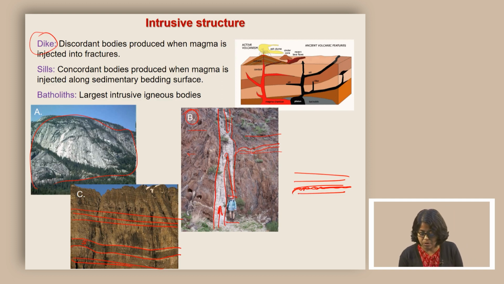One example of a batholith in the cartoon diagram will look something like this. It has a direction in the parallel sense of the strata, but it also cross cuts some of the pre-existing rocks around here. So, it is a massive body.